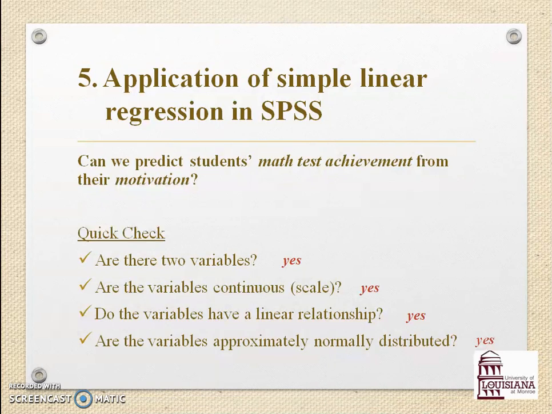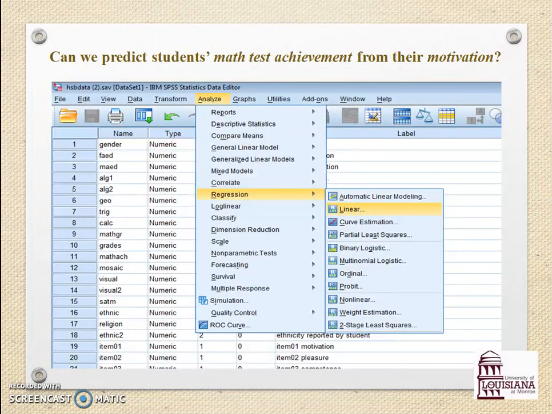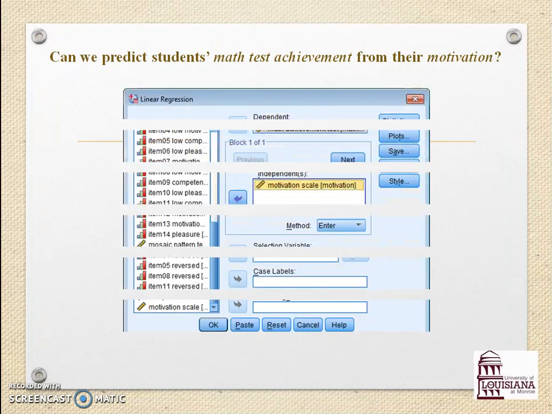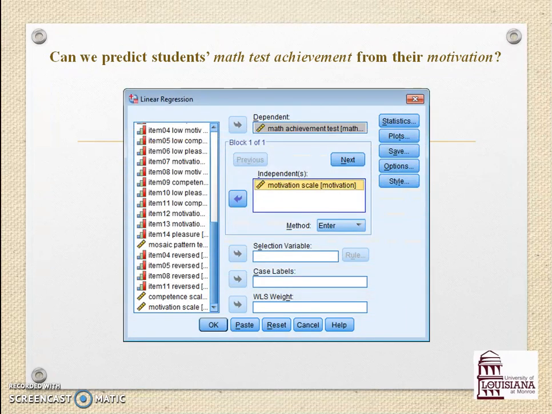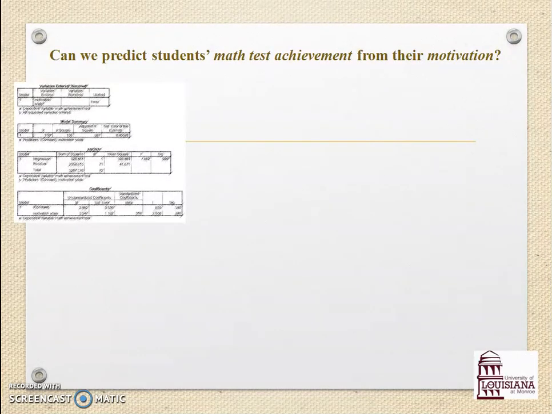I am ready to use simple linear regression analysis to answer the question proposed. I go back to my HSB dataset. Within my dataset, I click on Analyze, Regression, and select Linear. The Linear Regression dialog box opens. I place Math Achievement Test in the Dependent Variable box and Motivation Scale in the Independent Variable box. With these parameters in place, I generate the following output in SPSS.